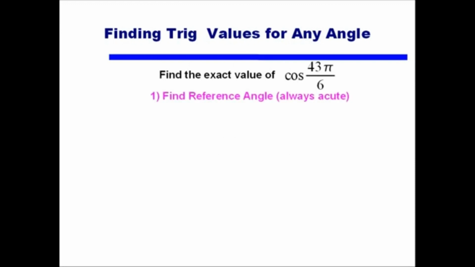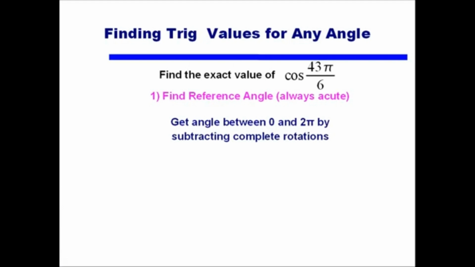Here's one that behaves a little bit better. Cosine of 43 pi over 6. Again, we're going to find the reference angle, but like we did with degrees, we want this value to be between 0 and, well, instead of 0 and 360 degrees, we want this value to be between 0 and 2 pi. So what we'll do is we'll take out complete rotations from this 43 pi over 6 until we get a value between 0 and 2 pi. So after I take out one rotation, well, 2 pi is a complete rotation, but let's rewrite that as 12 pi over 6 so I can subtract my fractions. And that works out to be 31 pi over 6.